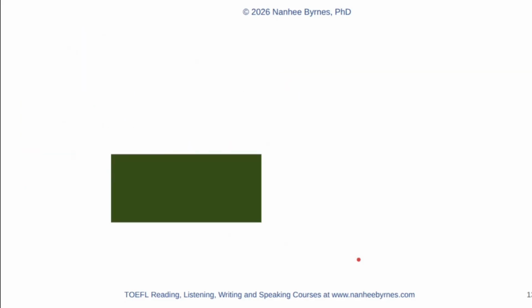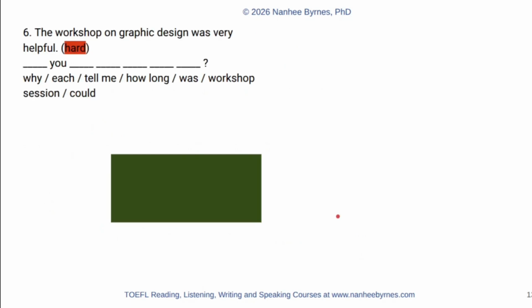Question 6. Words given are why, each, tell me, how long, was, workshop, session, could. There is a question mark and two WH words, why and how long. So is this a WH question sentence? Let's look at the blanks.